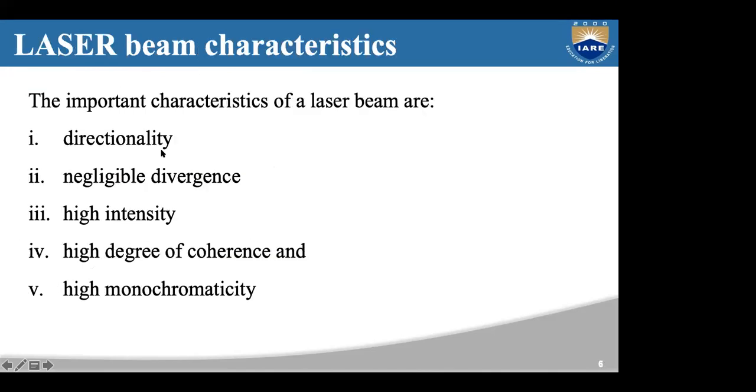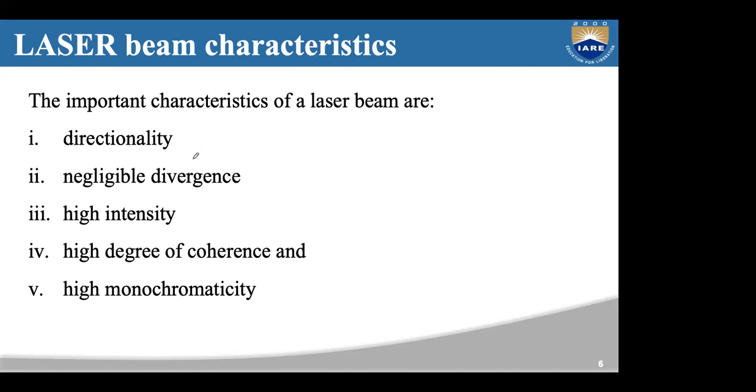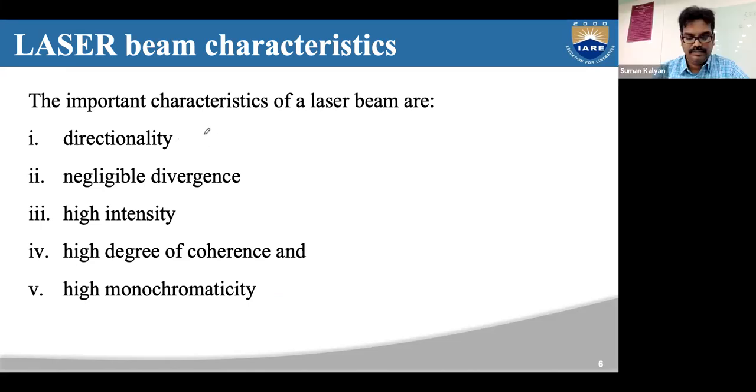Next slide. Is there anybody writing down the notes? Do you want me to give some time to write down? Yes, sir. Okay, so write down these characteristics. The first one is directionality, negligible divergence, high intensity, high degree of coherence, and high monochromaticity. You can write down later also, because we will be dealing with the same properties here.